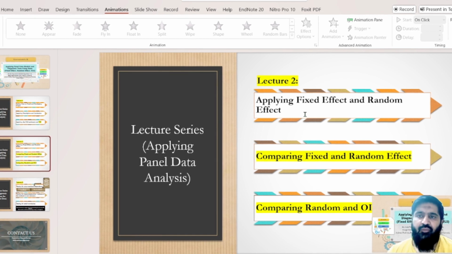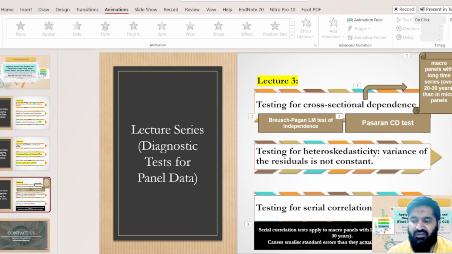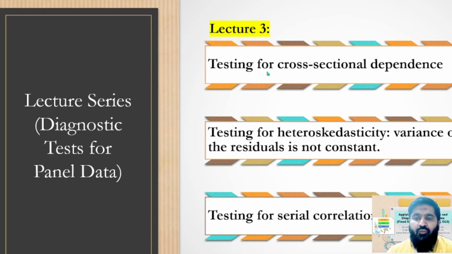And in the later step, we talked about how we can compare between the fixed and the random effect. And in the last discussion of lecture 2, we talked about how we can compare between the random effect and the ordinary least squares. Now, in today's discussion, we are going to talk about how we can apply the cross-sectional dependence test for the panel data. Secondly, we talk about how we can check for the heteroskedasticity in the panel data.